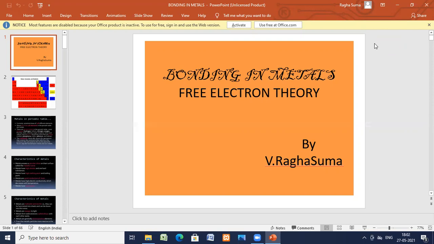Today's learning objective is about bonding in metals. So, coming to the bonding in metals, first let us see the arrangement of atoms in the metals.